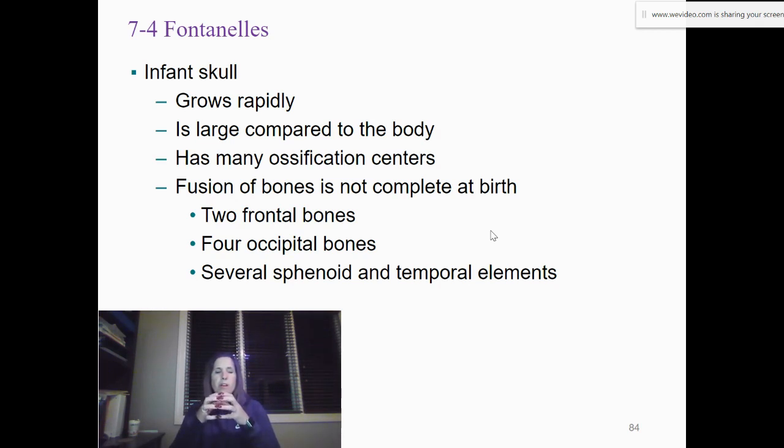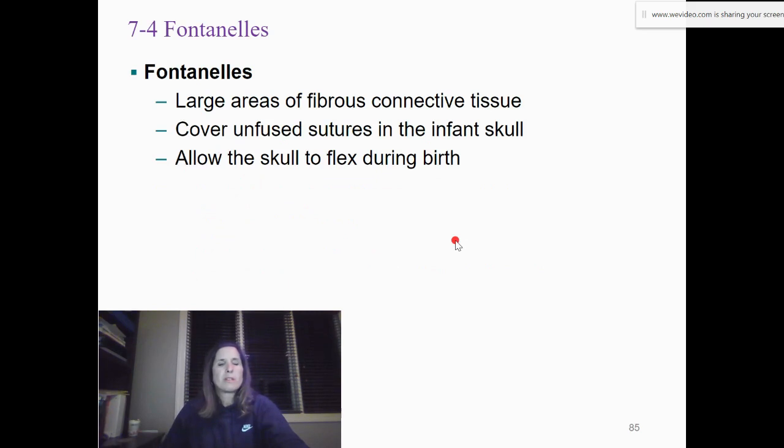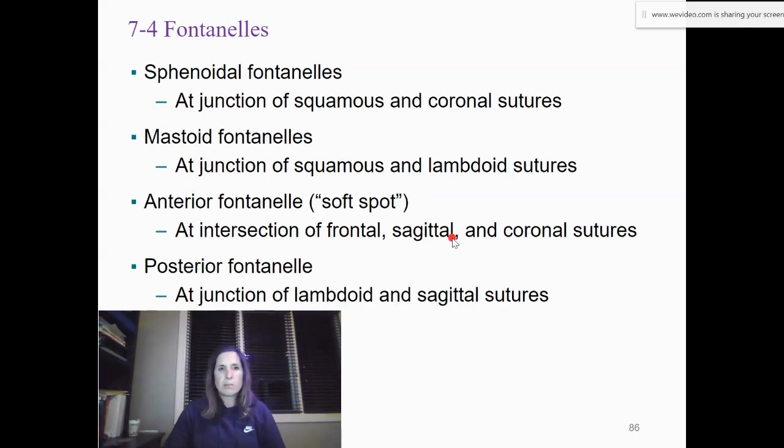Okay, so within the 2 frontal bones and 4 occipital bones. So it's interesting. So the back of their head and in the front, you can sometimes feel a soft spot. Those are the fontanelles. There are also several sphenoid and temporal elements as well. So what I was saying about those soft spots, those are large areas of fibrous connective tissue. They cover the unfused sutures of the infant skull, and they're there because it allows the skull to flex during birth.